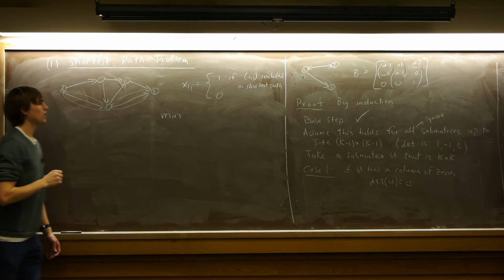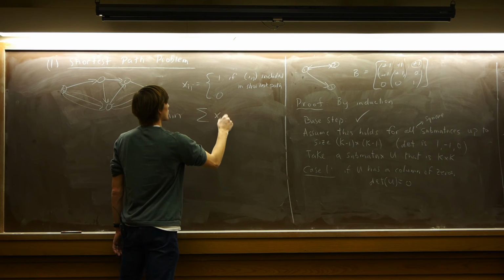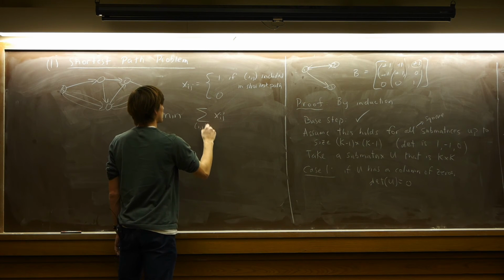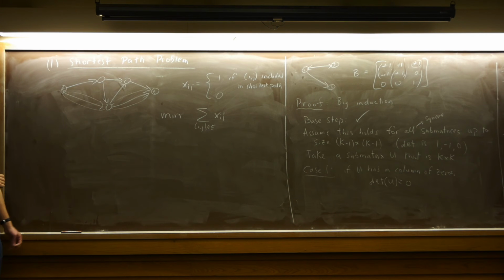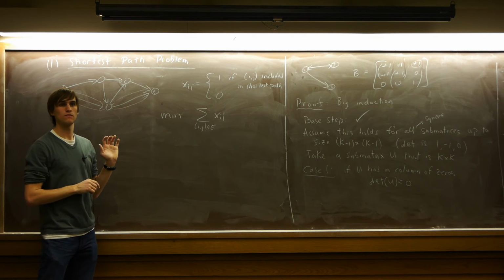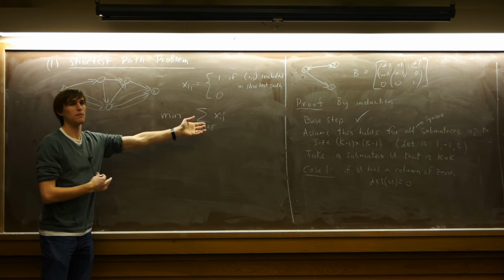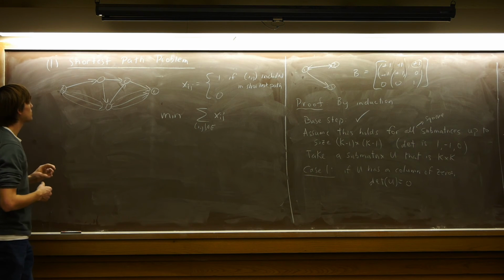So what I'm going to do for my linear program is minimize the sum of all these xij's, subject to some constraints which guarantee that what I'm going to get back is a path. So I want constraints to tell me I have a path, and then I'm going to minimize the length of that path. So how would we set up constraints for paths?